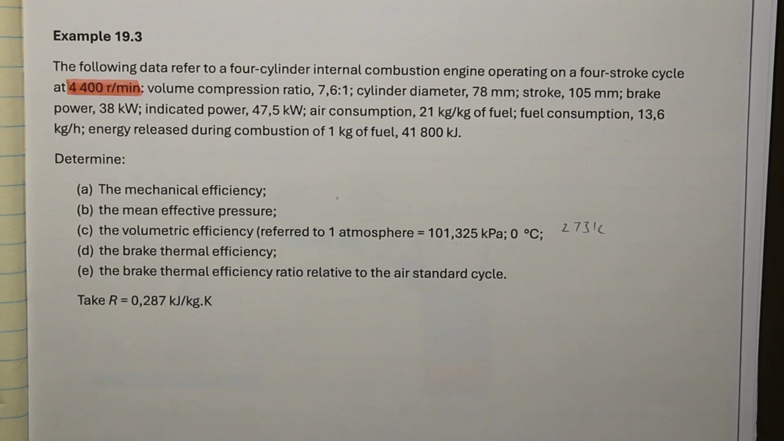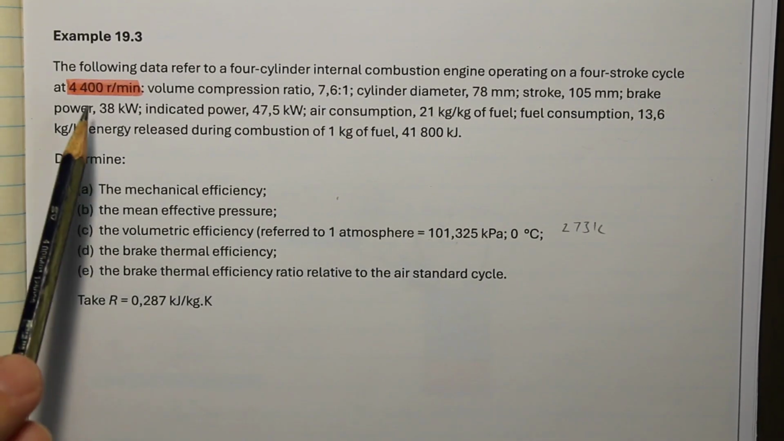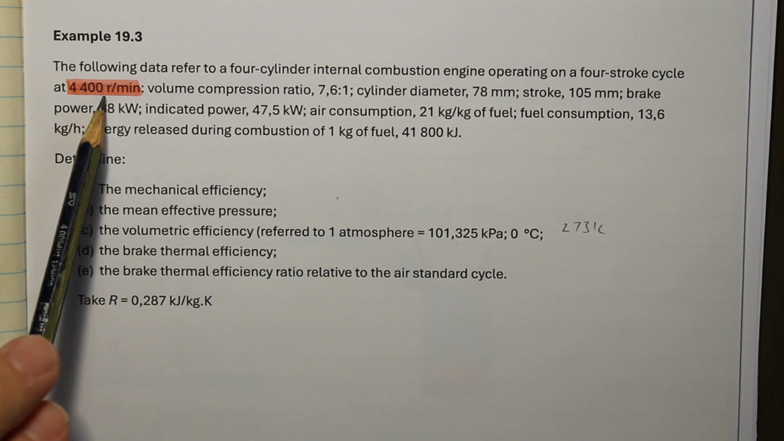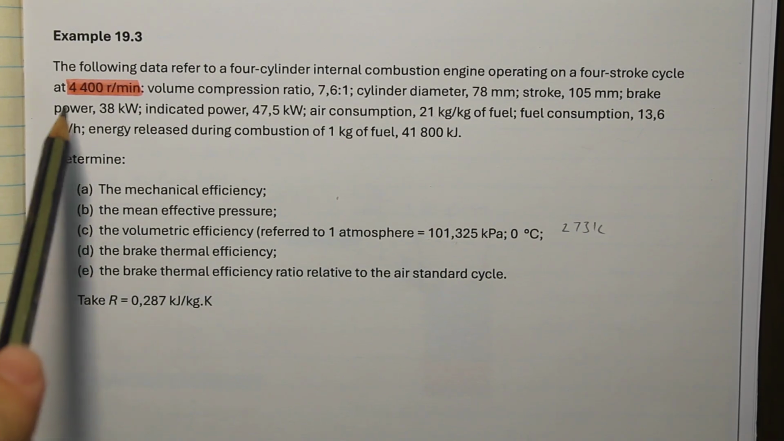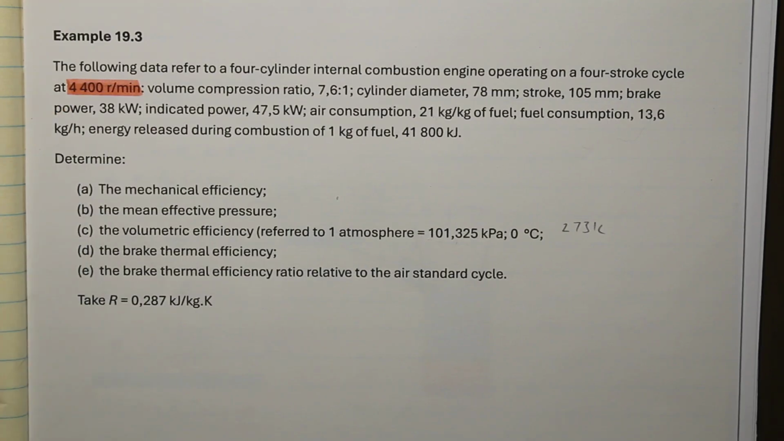All right, so now we're going to be looking at a more involved question. It says here the following data refer to a four-cylinder internal combustion engine operating on a four-stroke cycle at 4,000 revolutions per minute. Before we begin, we can divide the revolutions per minute by 2, because it's a four-stroke engine, and for every 2 revolutions we only have one working cycle.